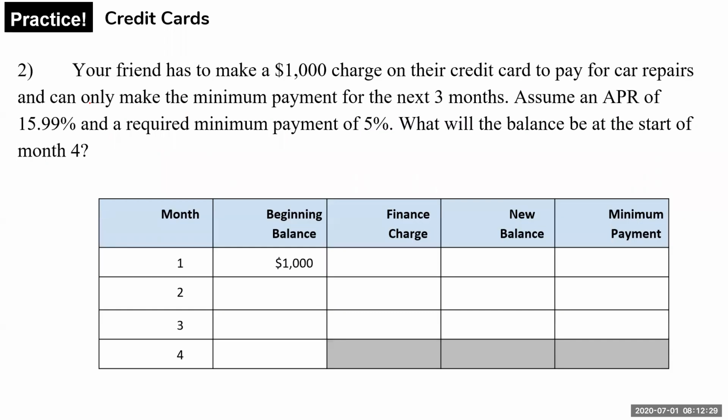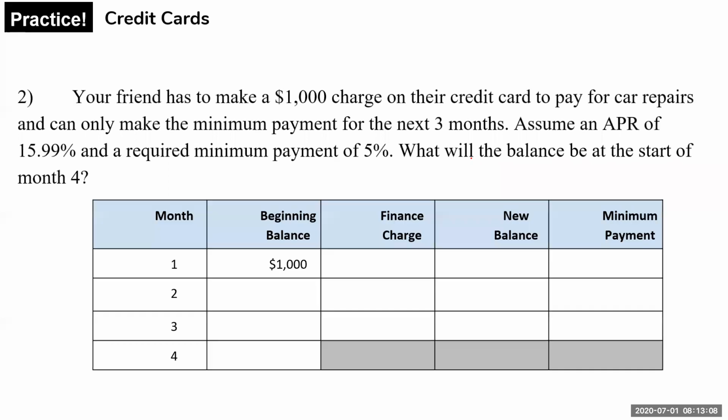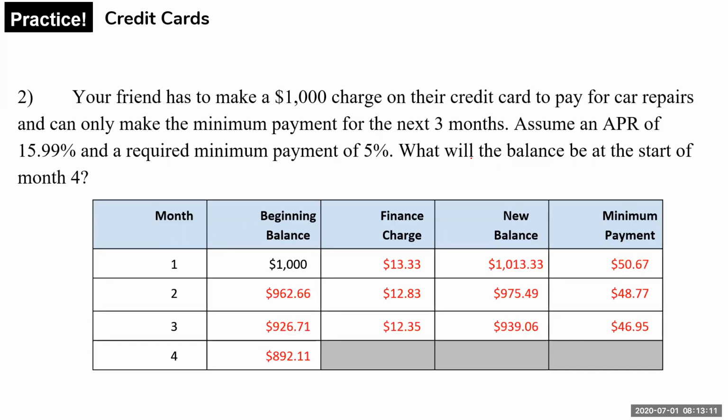Number 2. Like I said, this is typically how a test problem will look. Here we have an APR of 15.99% and a minimum payment of 5%, so note where to apply each of these rates. We apply the 15.99% APR to the beginning balance: 0.1599 divided by 12, multiplied by the opening balance of 1,000. That gives us the finance charge.